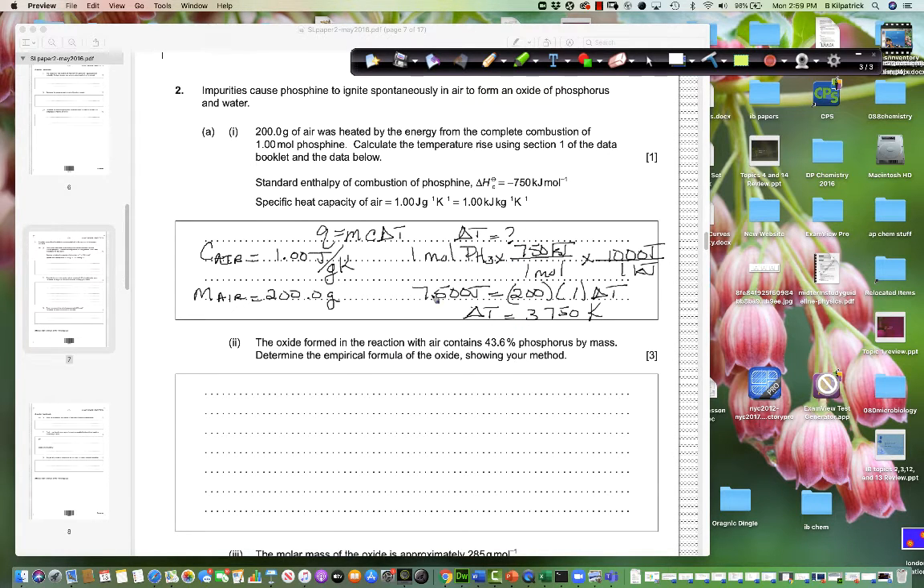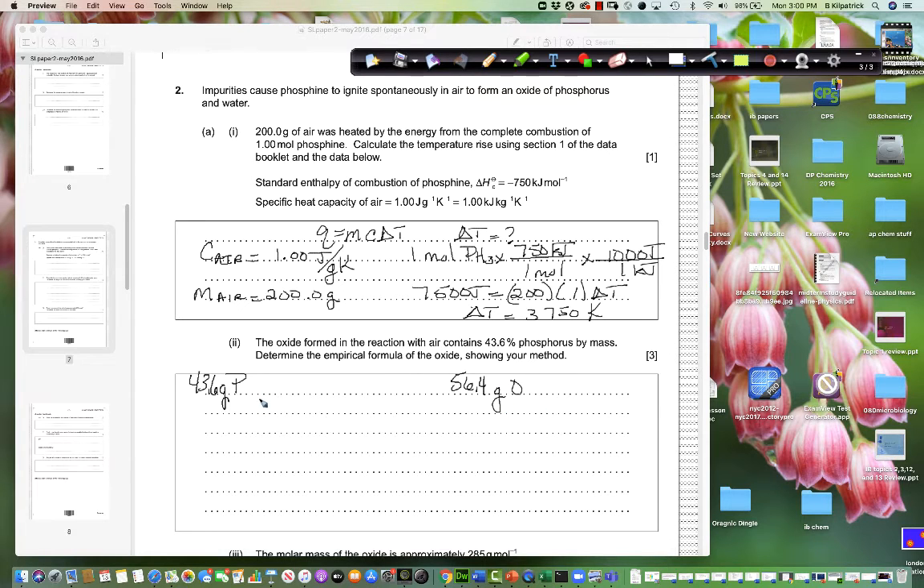All right, so the oxide formed in the reaction contains 43.6% phosphorus, and it's asking you to determine the formula of the oxide, which means it's got two things: phosphorus and oxygen. So it's 43.6% phosphorus, so we can say it's that many grams. And then it would be 100 minus 43.6 grams for the oxygen, so 56.4 grams of oxygen. Now, if it had more than these two elements, you would need more information.